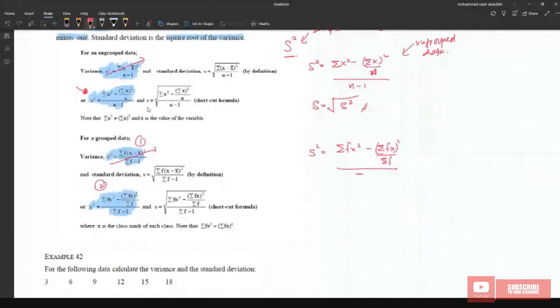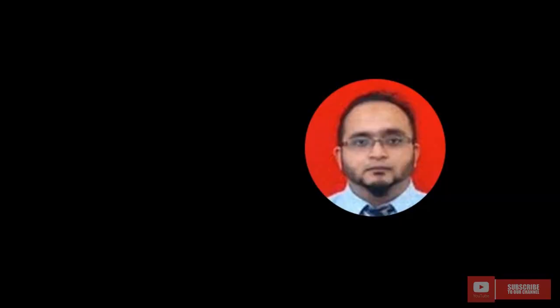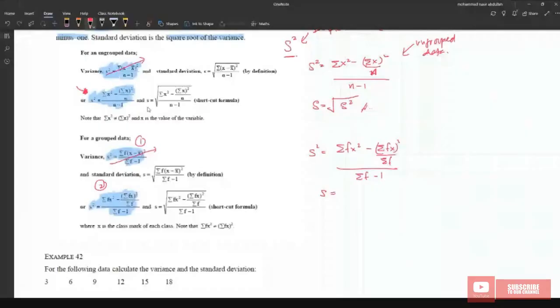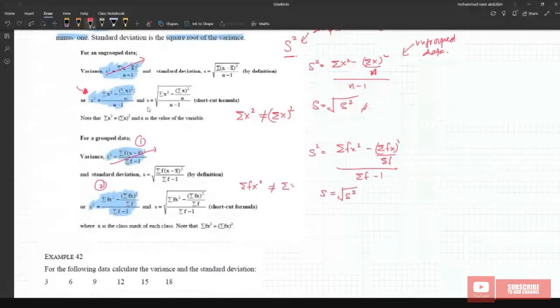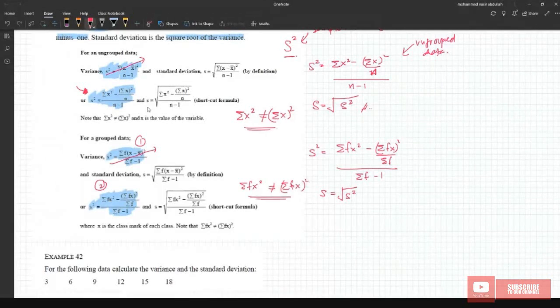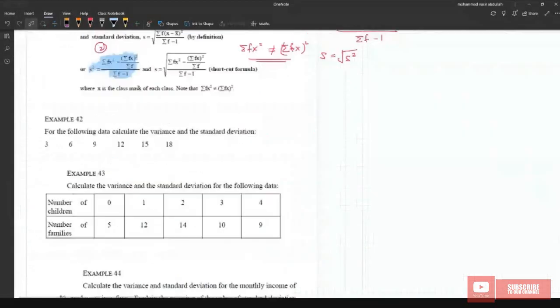Same as ungrouped data, the sample standard deviation is the square root of the variance, right? And you need to understand that summation of x squared is not equal to summation of x, all squared. And for grouped data, summation of fx squared is also not equal to summation of fx, all squared. It's a different value, right? So now look at example number 42.